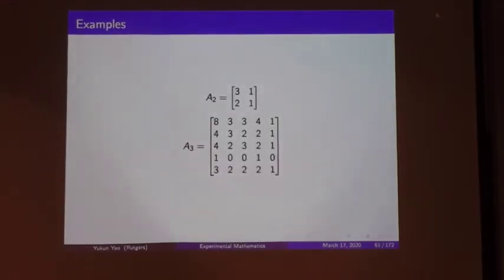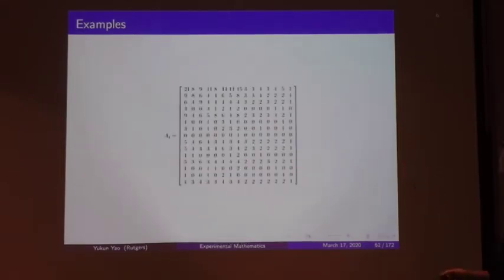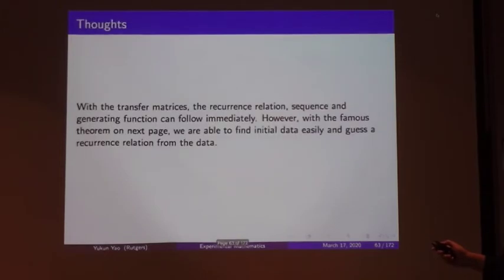So we have some examples of the transfer matrices. You can see that when k increases, the dimension of the transfer matrix increases very fast. So with transfer matrices, actually we need to do a lot of human work, but with a famous theorem on the next page, we are able to find the initial data easily, and then we can get a recursive relation from the data. So this method will be easier than the transfer matrix method, and from this one, we can get more results actually.